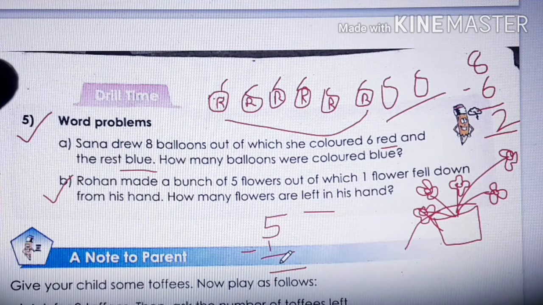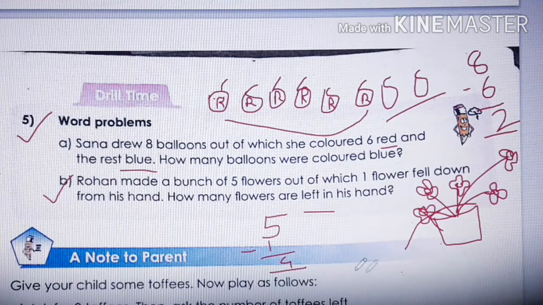You will get 4. Okay, and this is also the property, children. When we subtract 1 from any number, we get the number just before it. That is just before 5. What do we get? 4. That is your backward counting. Clear? So you can do this in your copy, children.